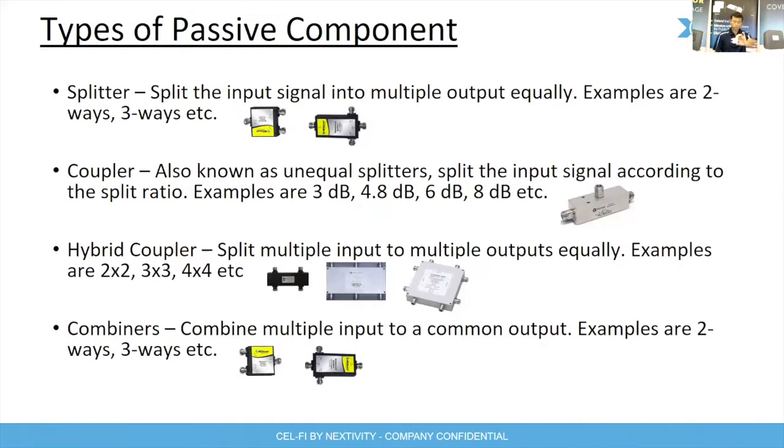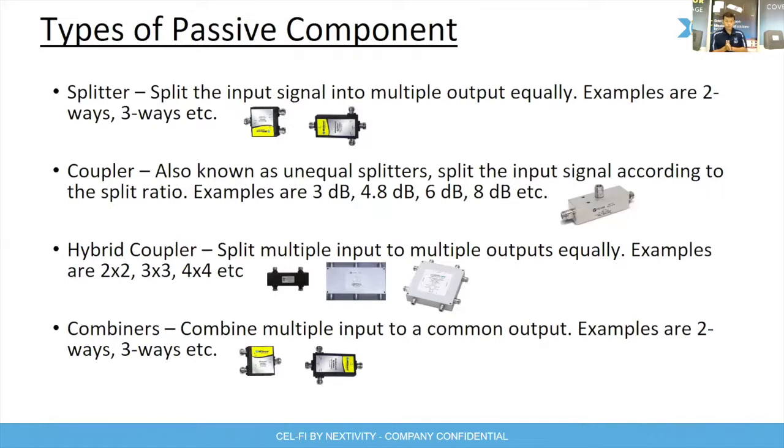All passive components can be used in either direction, whether it is a single input port, or it can become a dual input port for a two-way splitter combiner, right? Same case as a four-way splitter combiner, right? I can use it in one direction. It can also work in the reverse direction.